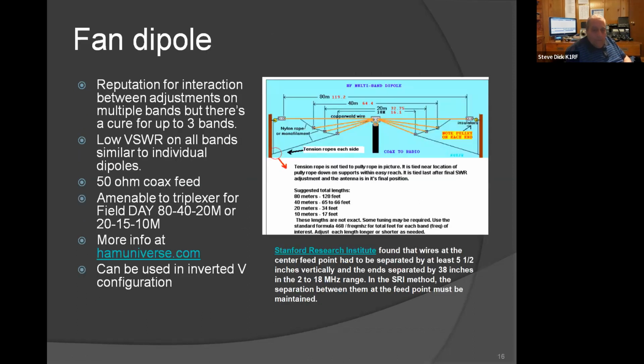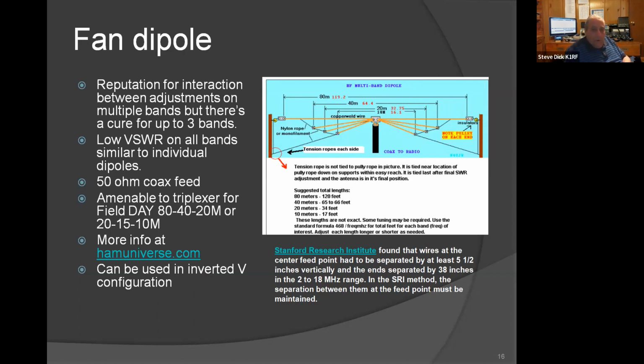Okay, next is the fan dipole. It kind of has a bad reputation of a lot of interactions between the adjustments when you try to adjust the multiple bands. And there was some truth to that. However, a paper written by the Stanford Research Institute many years ago found that at least on the lower bands, if you separate the wires sufficiently at the feed point, you will have very little interaction between them. And I have a link here in this presentation. I think it's at hamuniverse.com that tells how to make it.